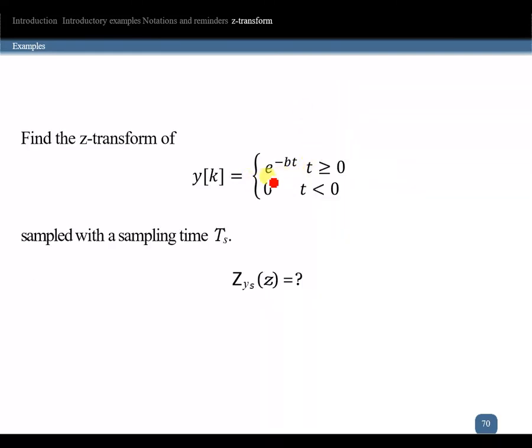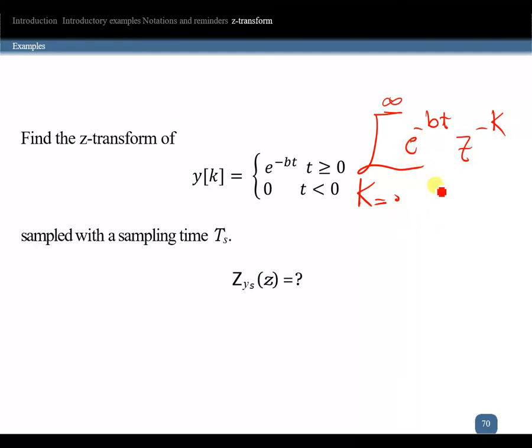And you remember, the z transform of a^k will be z over z minus a all the time. Now they find another signal, e^(-bt). How can I find the z transform of this signal? We put in the definition: the sum from k equals 0 to infinity of e^(-bt) z^(-k).